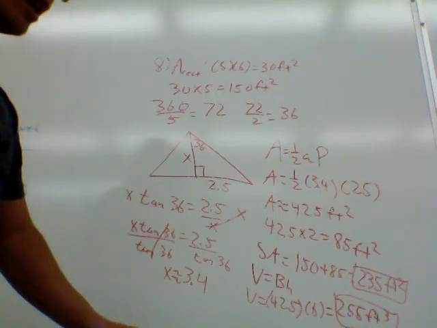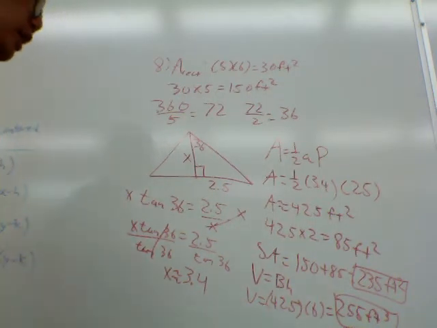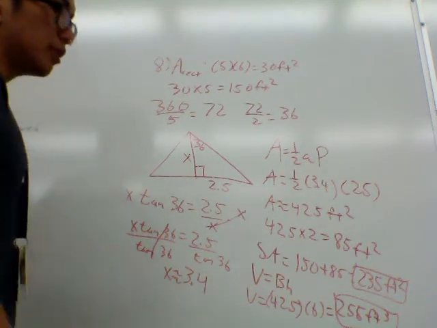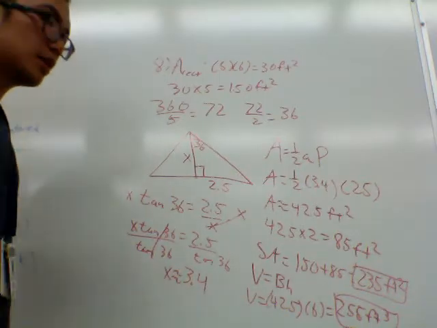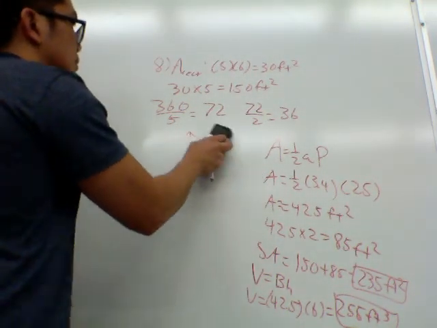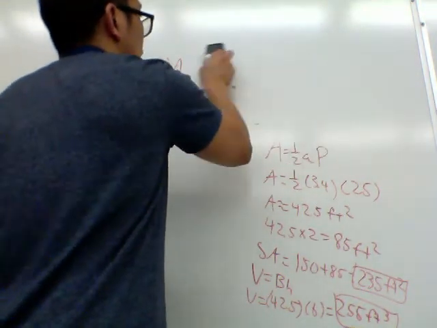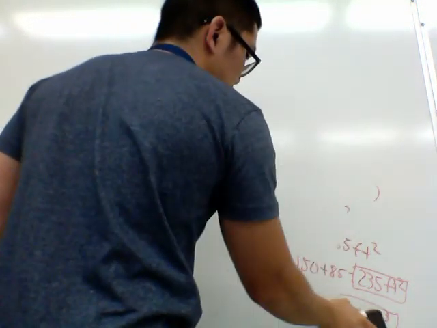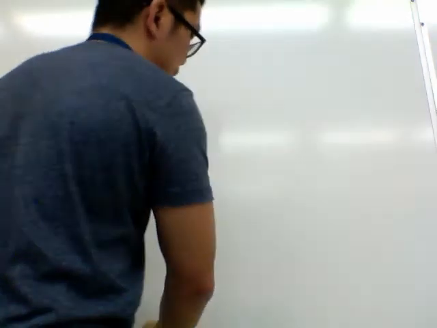Now, number 9 is basically the same thing, except for number 9 you could actually use your 30, 60, 90 properties, so you could just use the fact that it's a 30, 60, 90 triangle. So let's look at number 9.